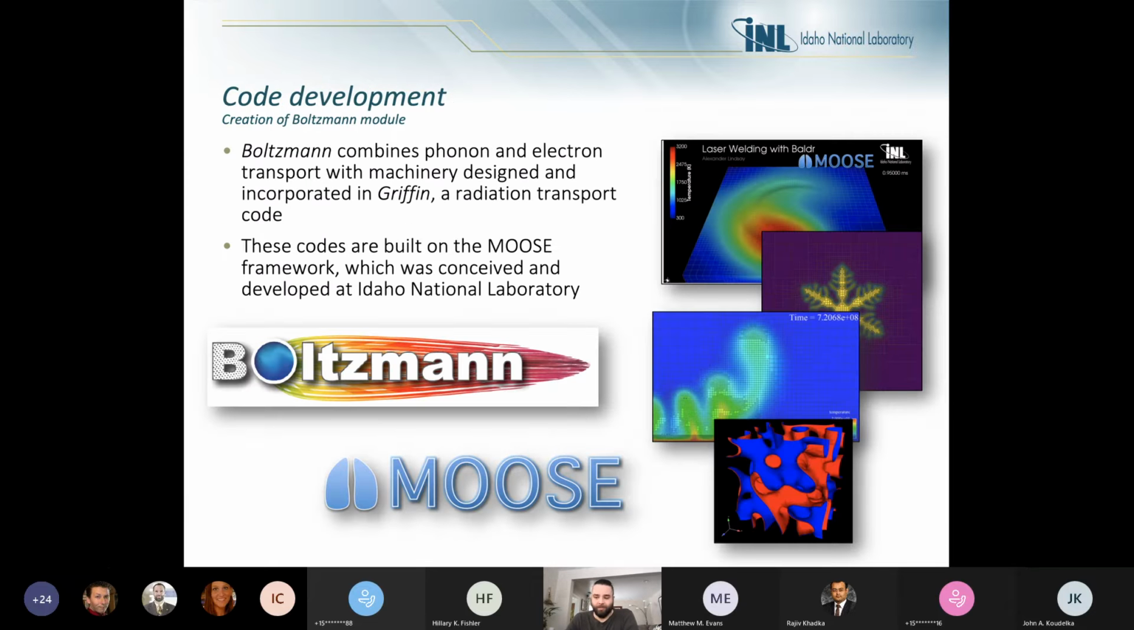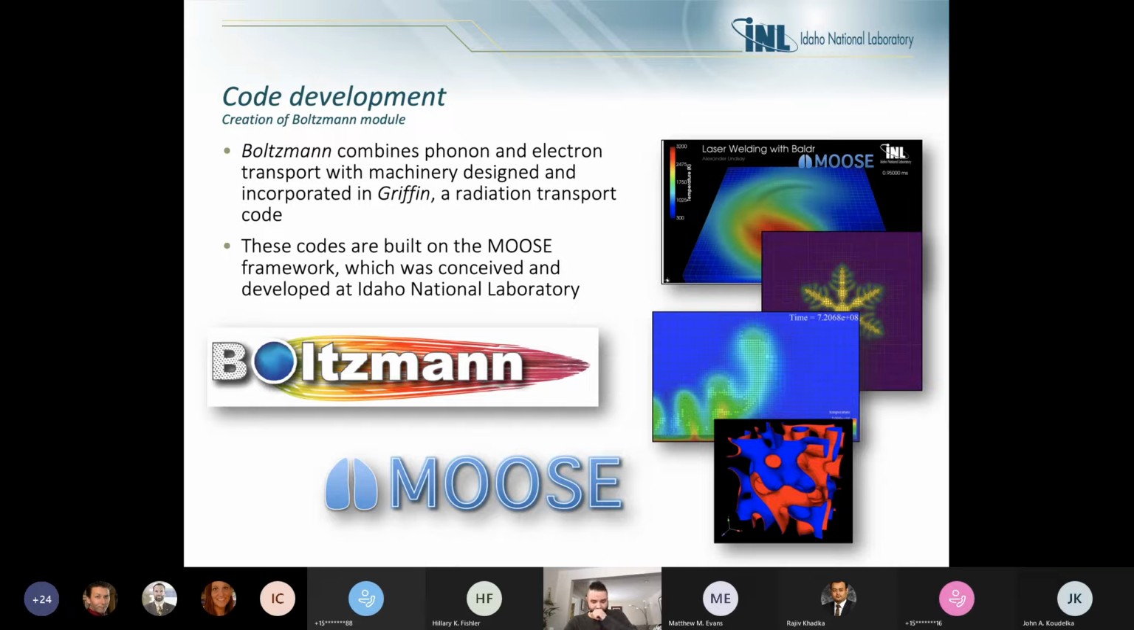So now we've come to code development. All the efforts that have brought us here are sort of the subject of the LDRD that I finished up last year. This was a seed LDRD. But myself and my co-investigators spent time and developed methods for phonon and electron transport at the Boltzmann scale. And what this does, in the code we actually named Boltzmann, is combine both phonon and electron transport with a bunch of neutron transport code that was designed in Griffin.